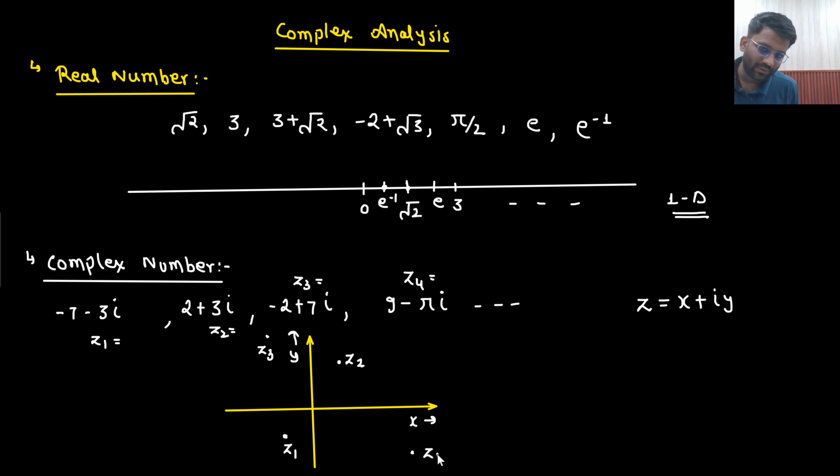So somewhere here this will be your Z4. So this is how you represent all these numbers. What is Z1? Z1 is x equals to minus 7, y equals to minus 3. What is Z2? Z2 is x equals to 2, y equals to 3. In that manner, you can represent Z3, Z4.